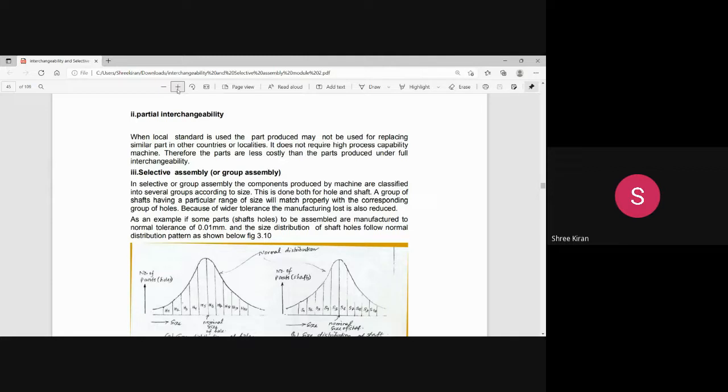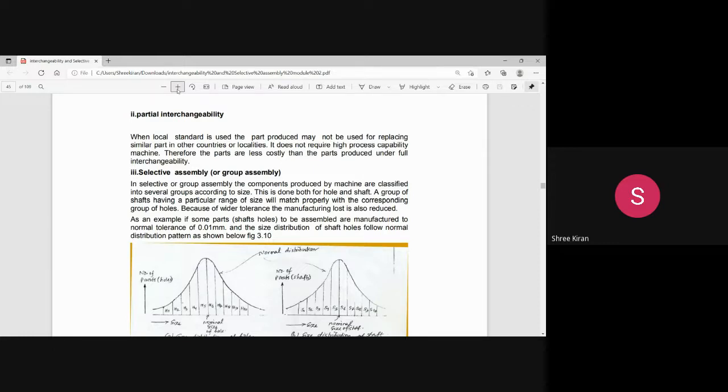So it does not require high process capability. When compared to the case of full interchangeability, which requires high process capability, here it does not require much higher process capability of the machine. Therefore, the parts are always less costly than the parts produced under full interchangeability.